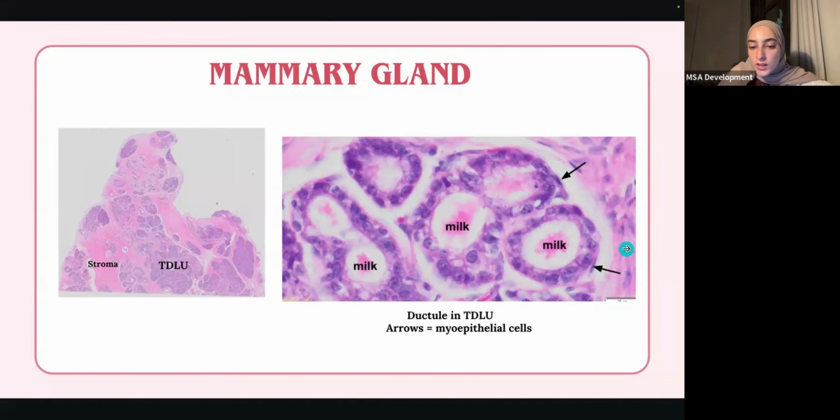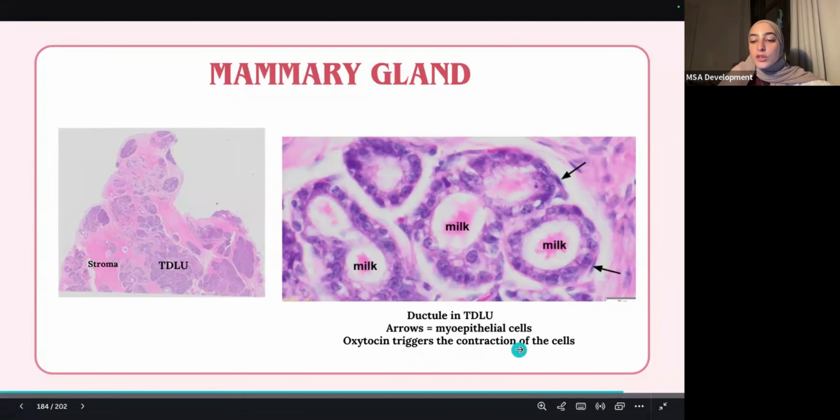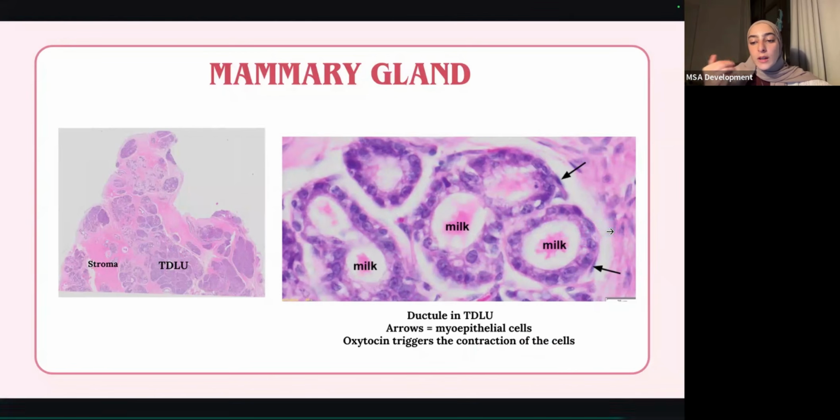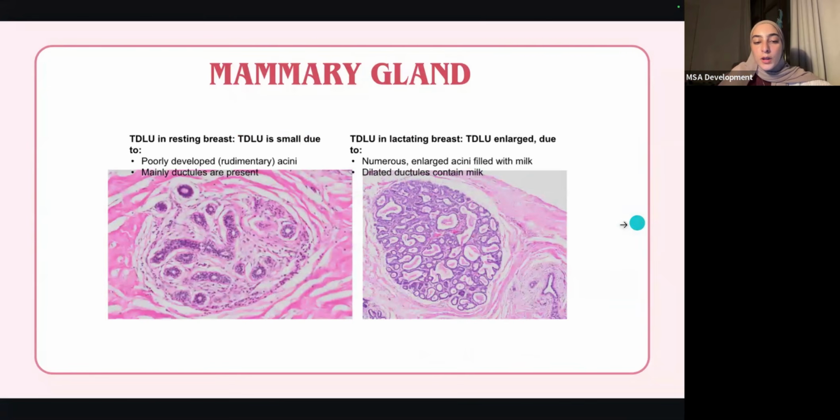And these areas are myoepithelial cells, and oxytocin triggers the contraction of these cells. So when oxytocin is increased in your body, that means, for example, the baby's crying or you want to feed the baby. So it helps in the contraction of the cells, and it releases the milk. Okay, this is another picture that Dr. Annie had.